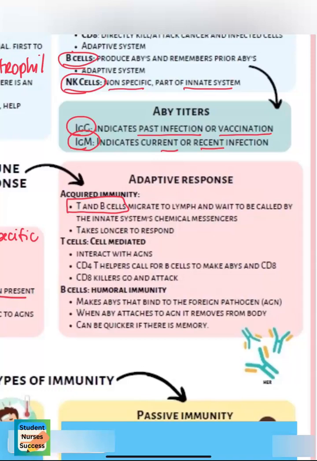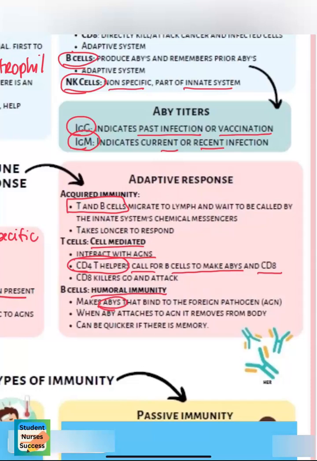T cells are what we call cell-mediated immunity. They interact with antigens. We know the CD4 T helpers communicate and call for the B cells to make the antibodies, and they call the CD8 cells to come out and kill. The CD8 killers will go out and attack foreign bodies. Now, the B cells are what we call humoral immunity. They are what make antibodies.